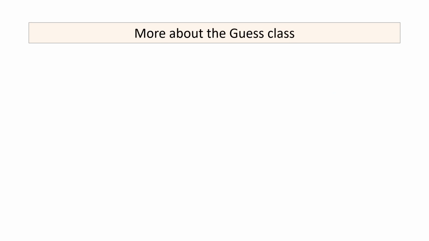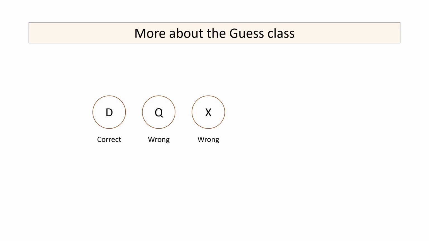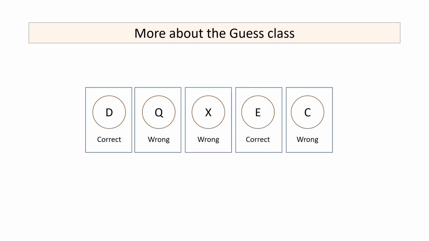So let's have a look in a bit more detail about the guess class. Let's suppose you guess D first. That is correct because it's in ladder. Then you guess a Q, which isn't, an X, which isn't, an E, which is, and a C, which isn't. Each of those 5 things is an object based on the guess class. So it has 2 things. It has the letter you guessed and the status of it at the end. So the guess class comprises 2 things, the letter and the status.